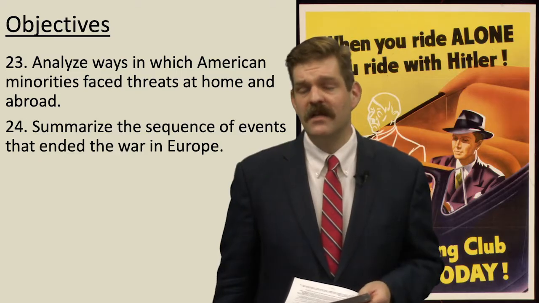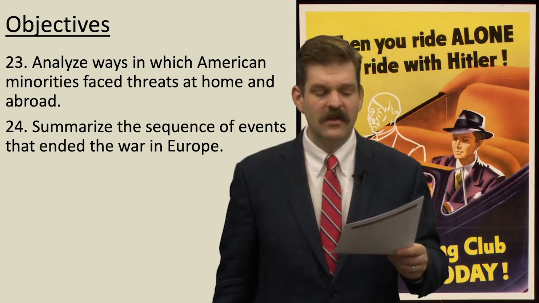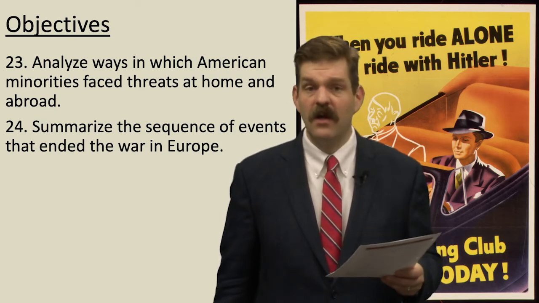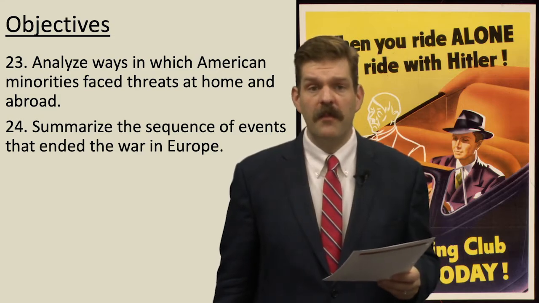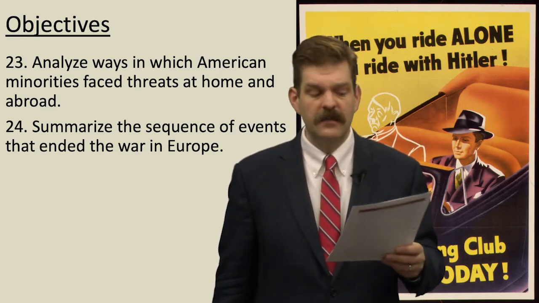We have two objectives today. By the end of this class, you should be able to analyze the ways in which American minorities faced threats at home and abroad, and you should be able to summarize the sequence of events that ended the war in Europe. But let's begin in Roman numeral number 17.